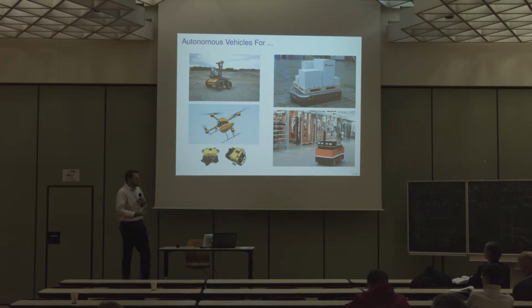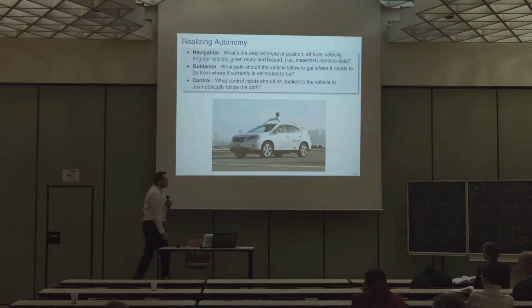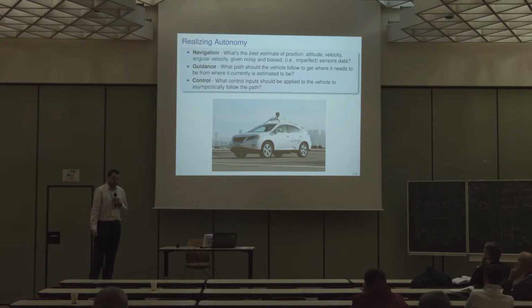And to realize autonomy, you really have to solve three problems, which is the guidance, navigation, and control problem, or I prefer to say the navigation, guidance, and control problem. So what is navigation? Navigation is the process of extracting a best state estimate, so something like position, velocity, angular velocity, given noisy and biased or imperfect sensor data. Guidance is, given the best estimate of where I am, and I know where I want to be, what is the path I should follow. And control is, given this path I want to follow and the best estimate of where I am, how do I actually follow that path?